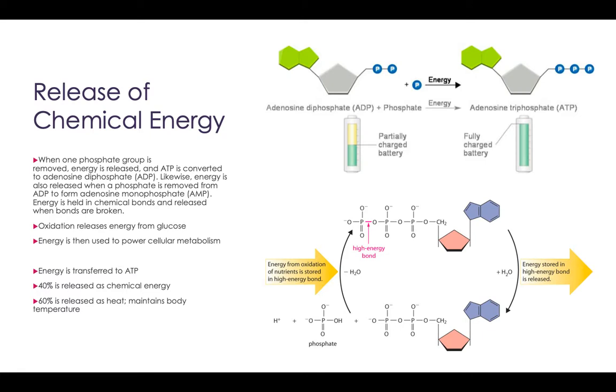Also, when it comes to the release of chemical energy, the second and third phosphates of ATP are attached by high energy bonds, and the chemical energy stored in one of the bonds may be quickly transferred to another molecule in a metabolic reaction. Anytime that bond is broken, whether it's ATP to ADP or ADP to AMP, that is when the energy is released, and that is how our body gets the energy from within the cell.